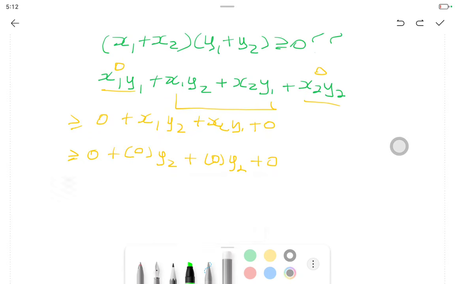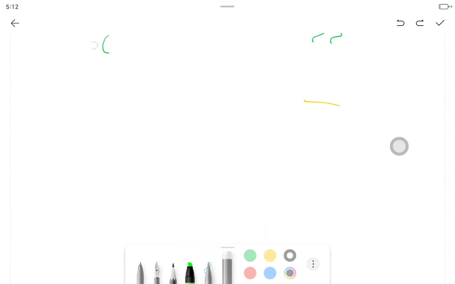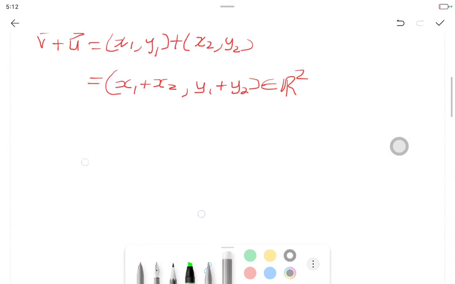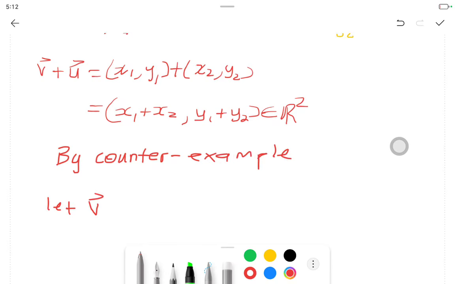So it means that we're going to say by counterexample, we're told that first I should let V. When I take these two elements in V, let's say I take (-1, -2).